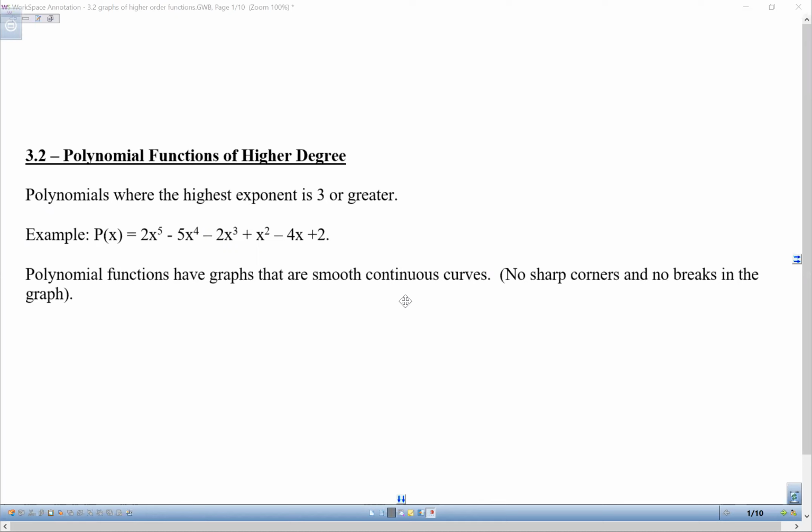Okay, today we're working on section 3.2. So chapter 3 is all about higher degree functions. Today we're going to look at the graphs of higher degree functions, or actually how to graph a higher degree function.